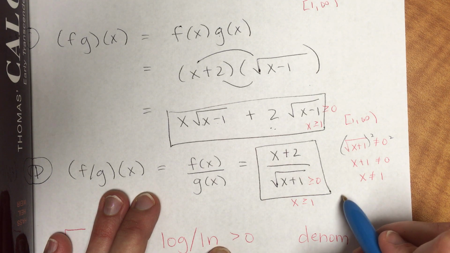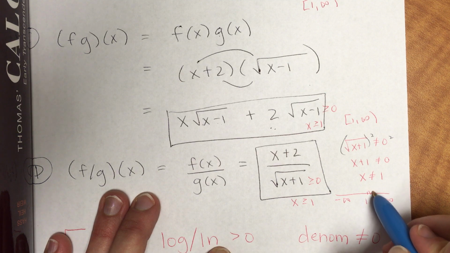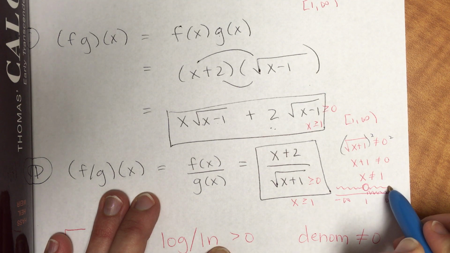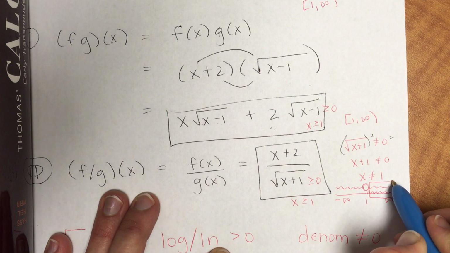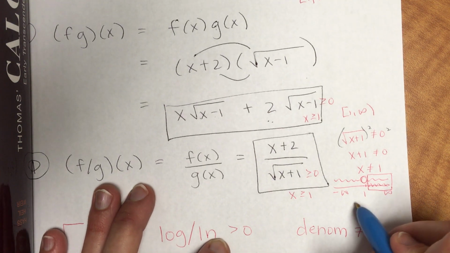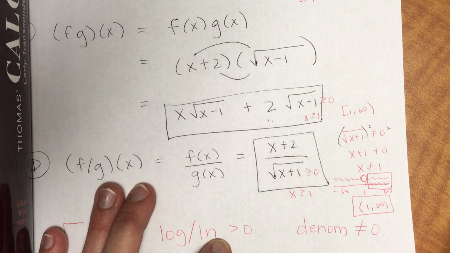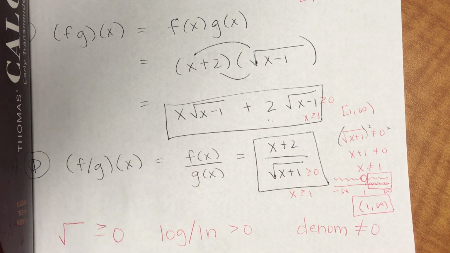So when you do your domain, negative infinity to infinity, you shade to the right of 1, but you have to have a big open circle here because it can't equal 1. So they actually only overlap right past 1. So that would be parentheses 1 to infinity. Okay, so anyhow, those rules don't change.